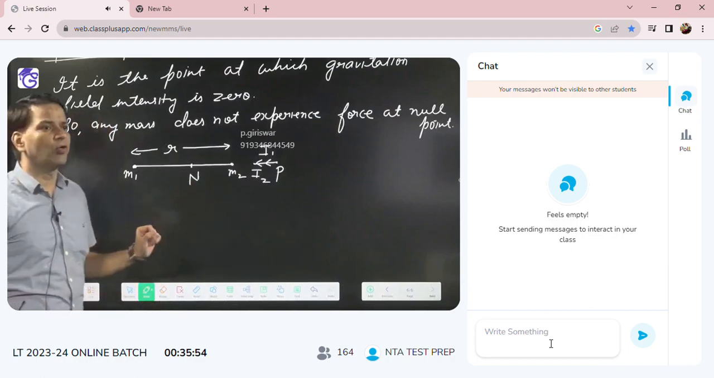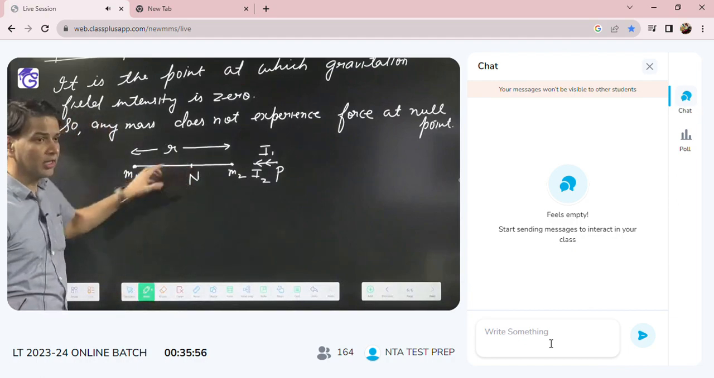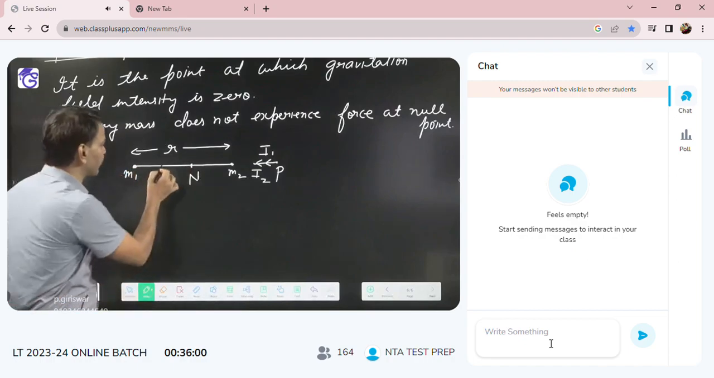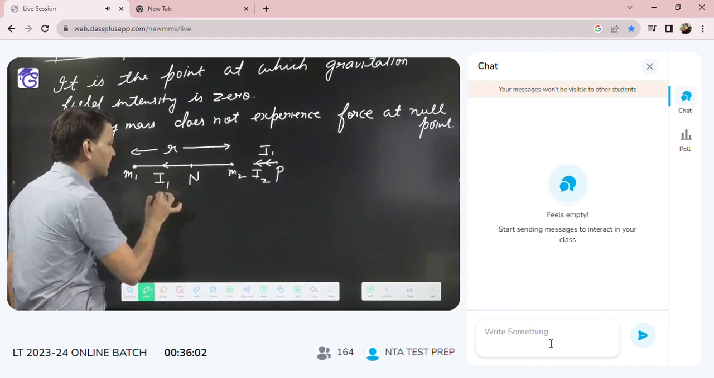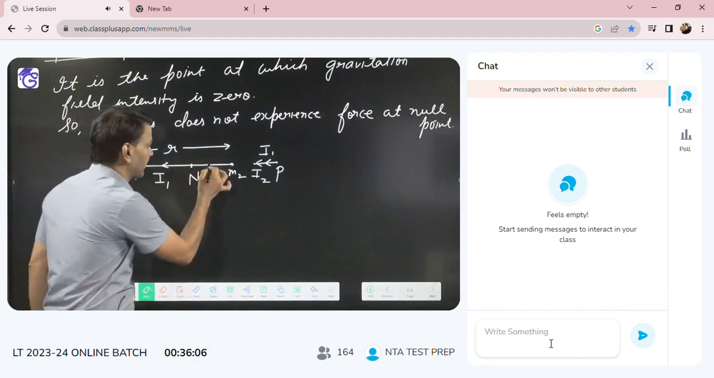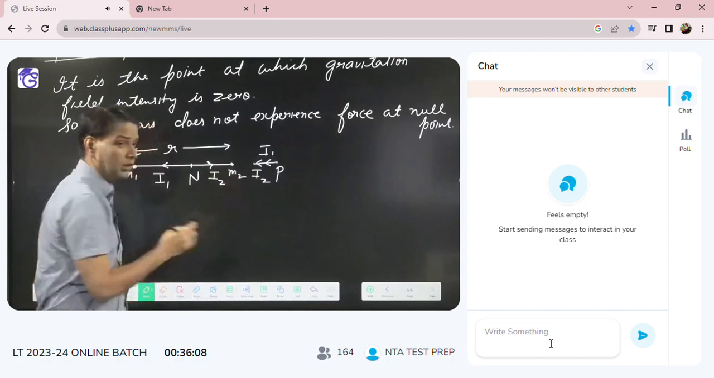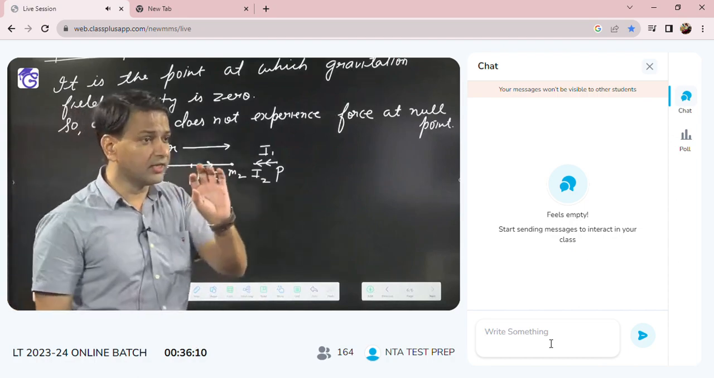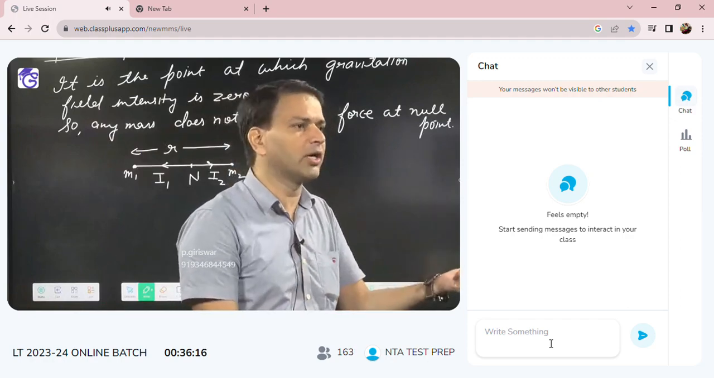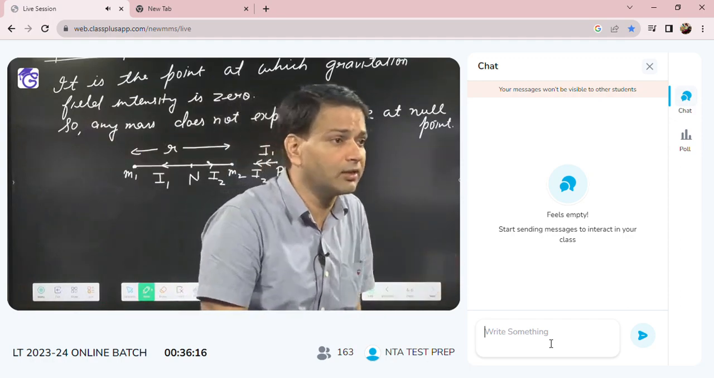So in between what will happen? Suppose at this point, the direction of intensity due to M1 will be towards M1. That is I1. And the direction of intensity due to M2 is towards M2. That is I2. Now you can see, in between, the directions of the intensities are opposite. I1 and I2 are opposite. Anywhere you take the direction of intensity, you will get opposite.